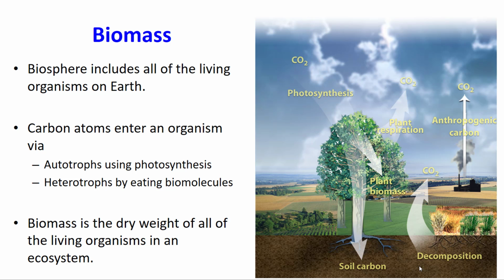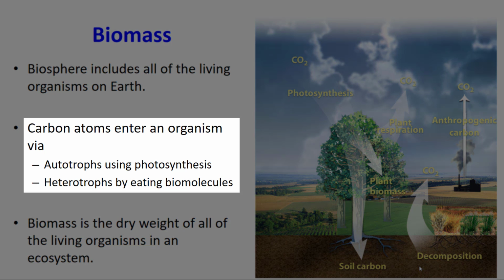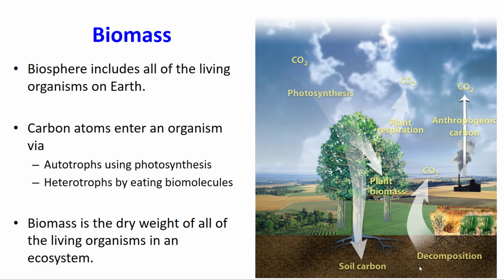So the biosphere includes all the living organisms on Earth. Plants will take in carbon dioxide via photosynthesis. They'll release it also, cellular respiration. Animal or a microorganism can eat the plant. And so the key thing is carbon atoms enter an organism via photosynthesis for autotrophs. And heterotrophs will go and eat those autotrophs, and by eating them they get their biomolecules, right? They get those carbon atoms. And both plants and animals perform cellular respiration, so we can release it back to the atmosphere.